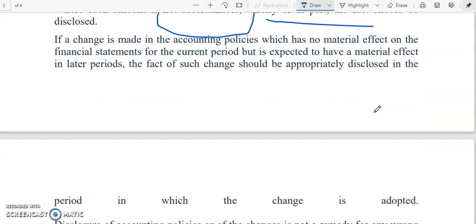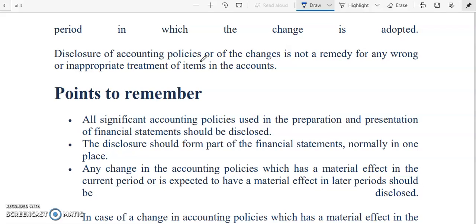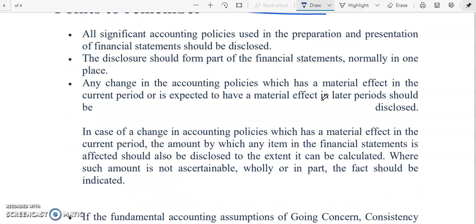Further, if a change in the accounting policy has a material effect on the financial statement of the current period as well as the next period, or, for example, it does not have a significant effect on the current period but it may have an effect in a future period, then such fact should be disclosed appropriately in the financial statement. However, suppose the organization had done something wrong, and has disclosed the same, may it be a remedy? No, disclosure of an accounting policy is not a remedy for any wrongdoing. Please remember.